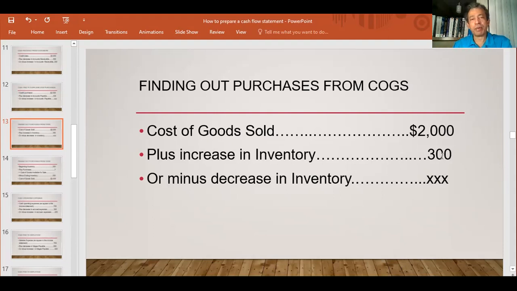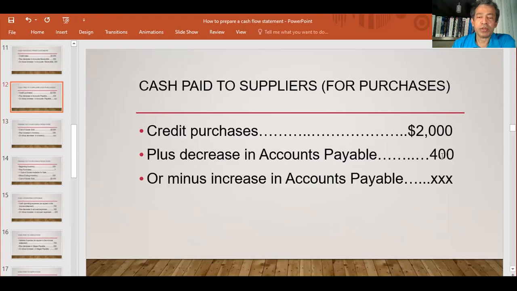You see my point? Say I have been purchasing at the same time I have been selling. So if I purchase more than what I sell, then my inventory level would go up. Inventory would build. There'd be a pile up. So that's what happened here. Our cost of goods sold was $2,000, but our inventory level has gone up by $300. That means we made total purchases of $2,300. So cost of goods sold may be $2,000, but our purchase was actually more. Purchase was $2,300.